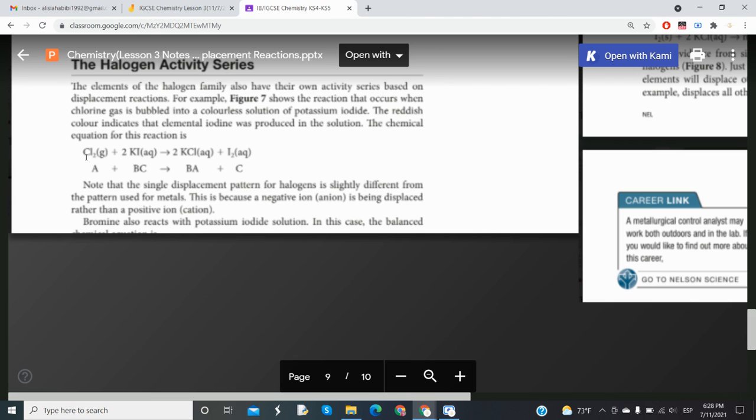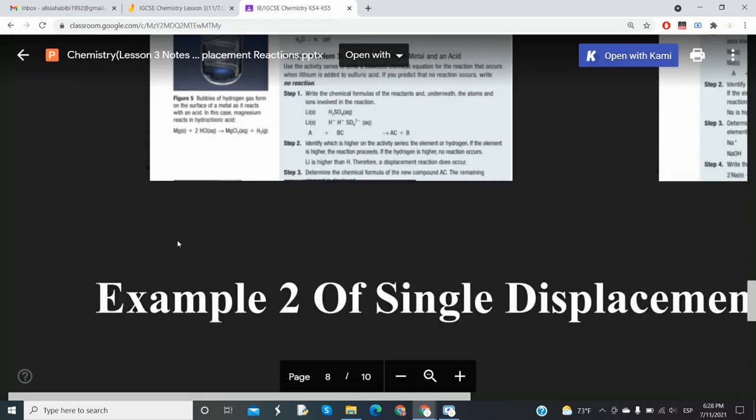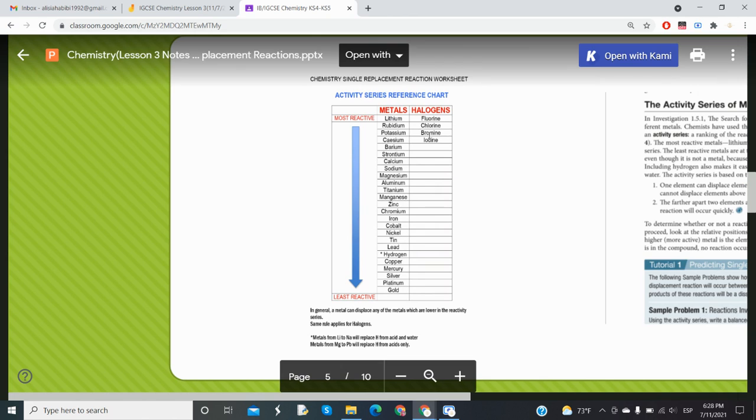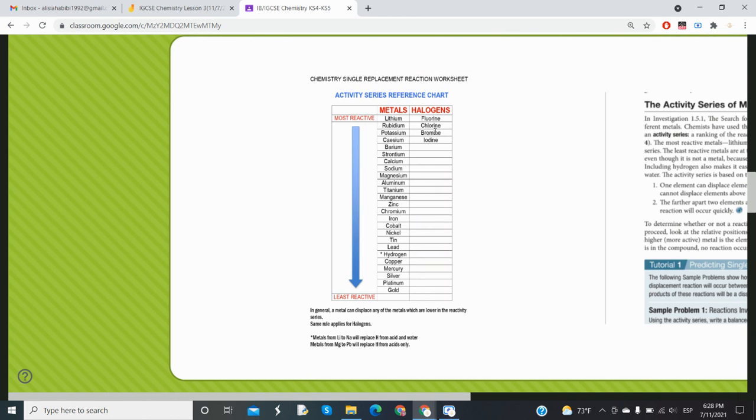So now once we have our chlorine and our potassium iodide, of course, the normal thing would be to go check your displacement activity series, and you can see that chlorine is above iodine.